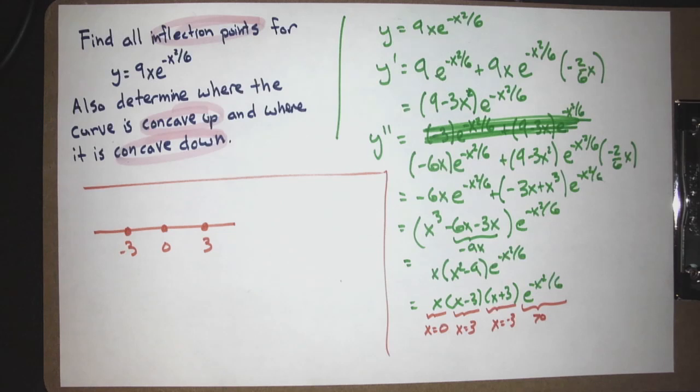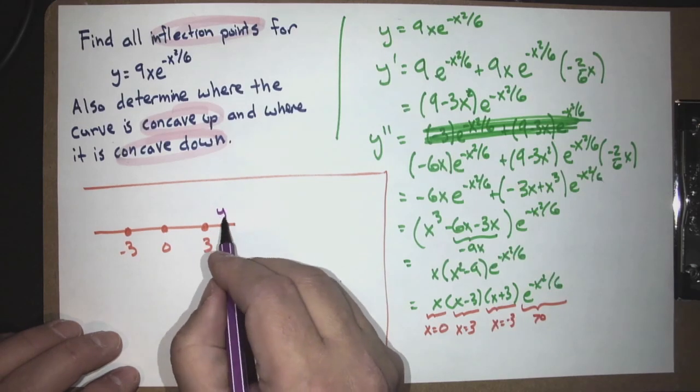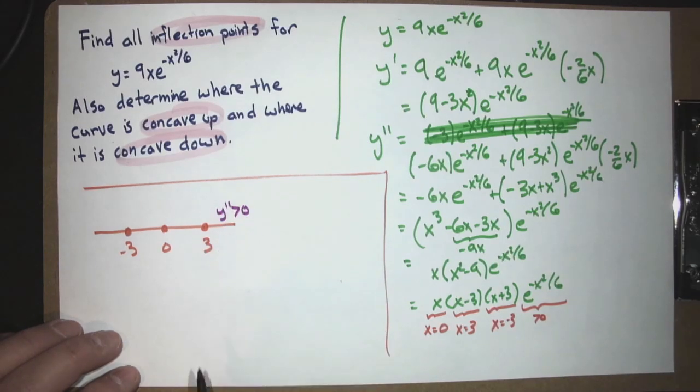Now we do our test. We test each interval. So, do you have a number bigger than 3 that you like? 4 is a nice number bigger than 3, and you plug in 4 times 4 minus 3 times 4 plus 3 times this, whatever it turns out to be. Well, positive, positive, positive, positive. So what's the conclusion about our second derivative? It's positive. Remember, we only care about the sign.